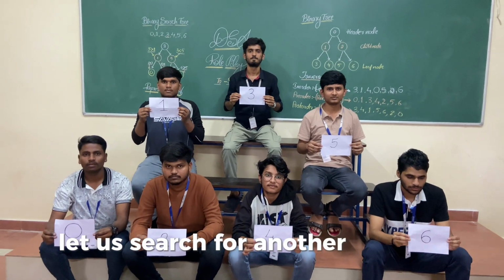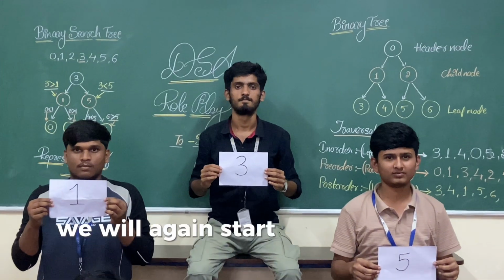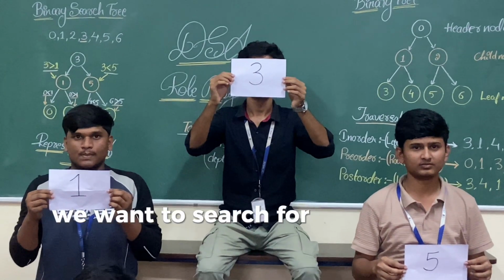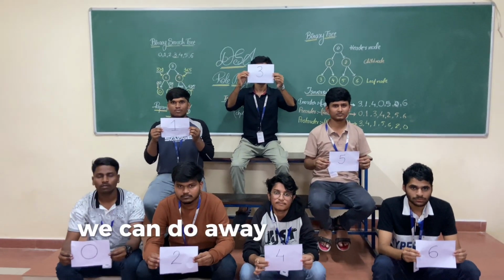Let us search for another number. Let's say we want to search for the number 10. We will again start from the root node. The root node is 3. We want to search for 10. Thus, we have to search the right subtree. We can do away with the left subtree.